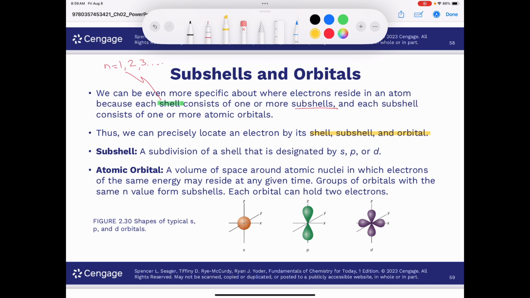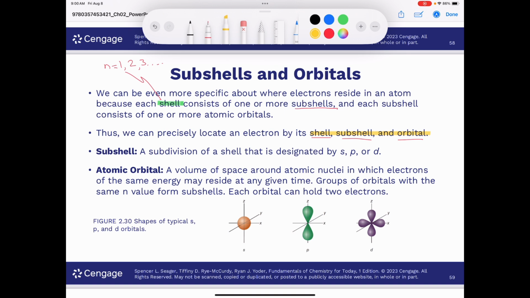Now, furthermore, let's say you went to go watch the Denver Nuggets play basketball. They give you a ticket. It's not just going to have one number on it, right? It's going to say you have a section, you have a row, and you have a seat. And that's kind of what we're doing here when we provide the shell, the subshell, and the orbital. That way we can provide a precise location for each electron of an atom.